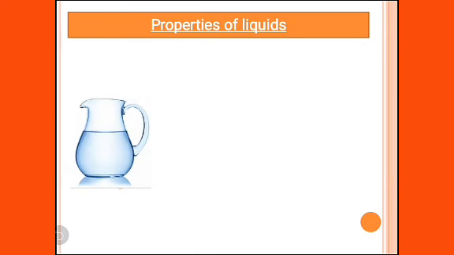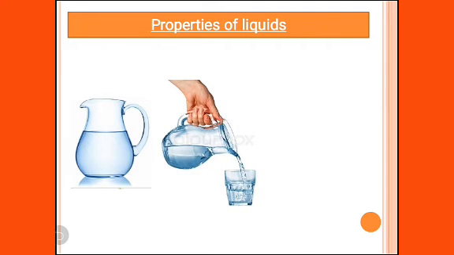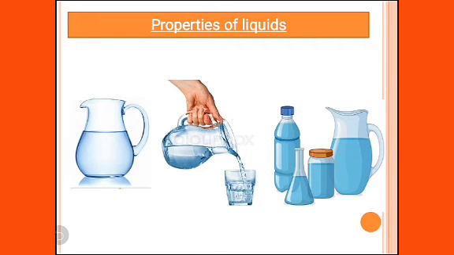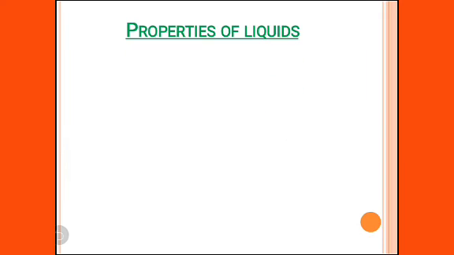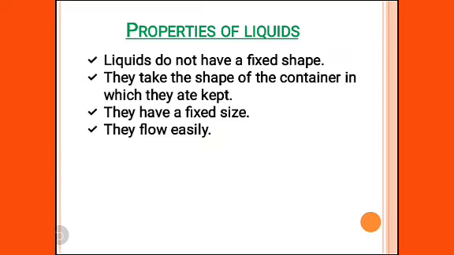Now, let's talk about the properties of liquids. For this, we are taking water in a jug and we can see that water takes the shape of the jug. Now, if we transfer the water into a glass, it takes the shape of the glass. Similarly, when water is kept in containers of different shapes, it will take the shape of those containers. Thus, we conclude that liquids have no fixed shape. They take up the shape of the container in which they are kept. However, liquids have a fixed volume and they can flow easily.